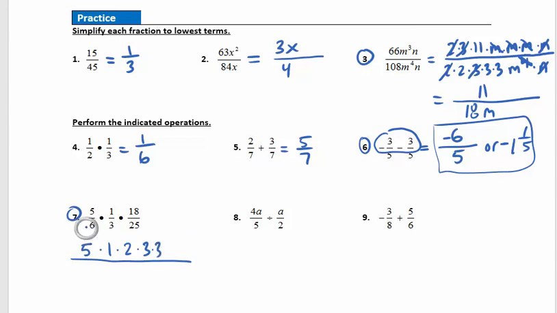Going across the denominator now. 6, well, that's 2 times 3. And then this 3 here, well, that's prime, so that's times 3. 25, I'm thinking 5 times 5. All right, I factored all of that stuff out.